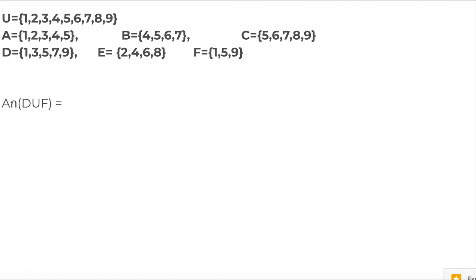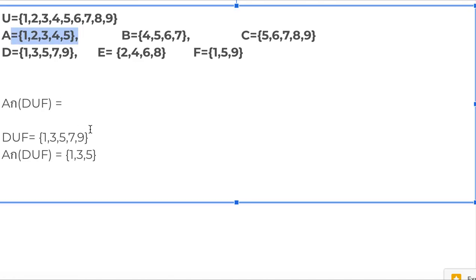Okay, here's another question. Let's try to find out A intersection (D union F). For this, you need to find D union F first, and then find the common elements between A and the set D union F. So D union F is 1, 3, 5, 7, 9, and then you find the common elements between A, that is 1, 2, 3, 4, 5, and 1, 3, 5, 7, 9, which leaves you with 1, 3, 5. That's how you find the intersection of two sets where one of them is already another operation, that is a union, right?